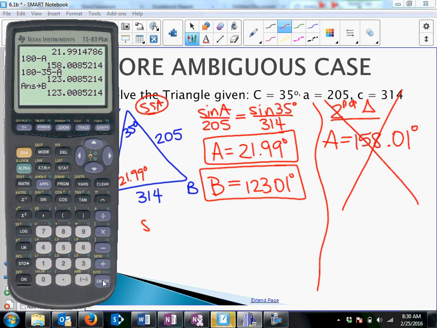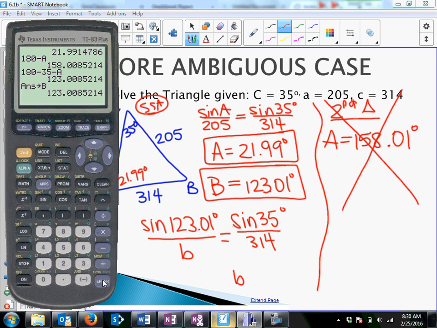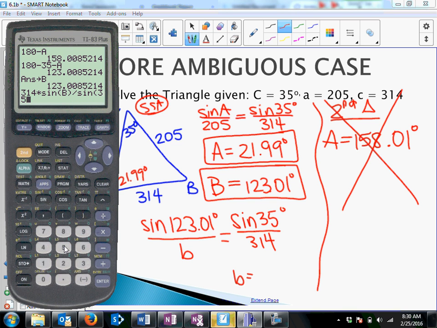So now we can set up the sine of angle B over side B equals the sine of 35 over 314. Okay, so now we can solve this proportion. 314 times the sine of angle B divided by the sine of 35.